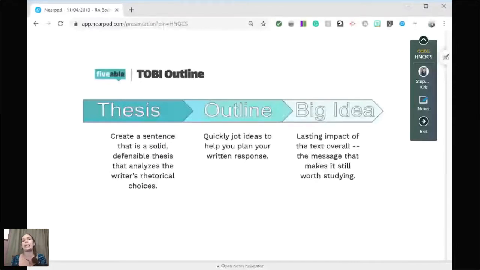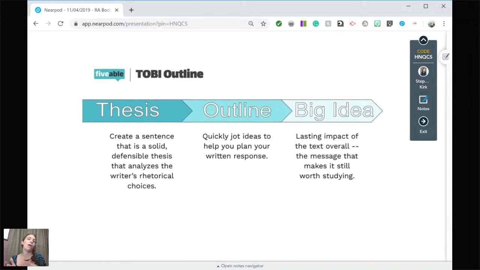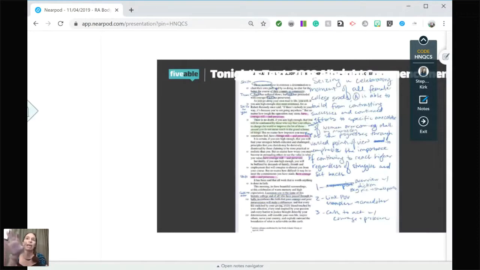And then that big idea. Your big idea is going to build toward that concluding element of your writing, but it's the lasting impact of the text overall. And it's the thing that makes it really matter. Like, why are we even still studying this text? Okay, so that kind of gets us caught up a little bit on where we were if you didn't follow in those others. So here's just kind of at the end.